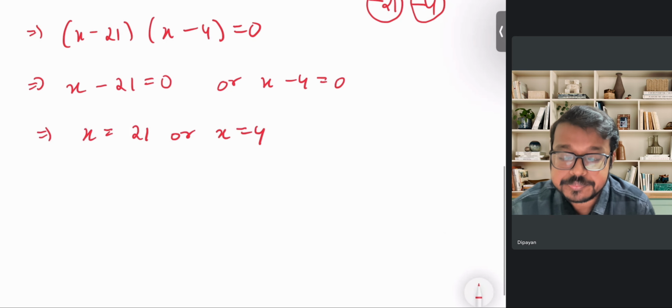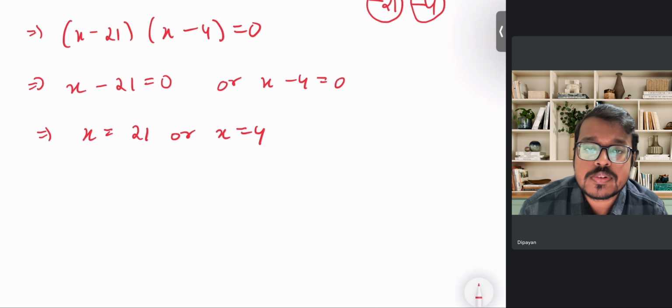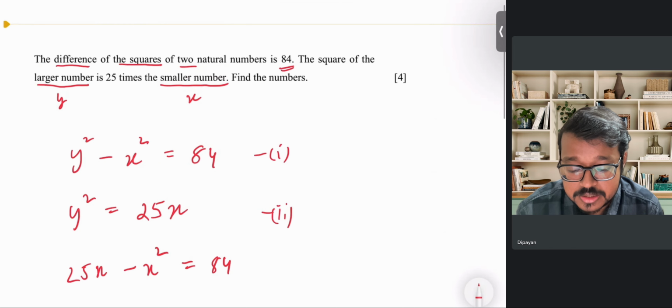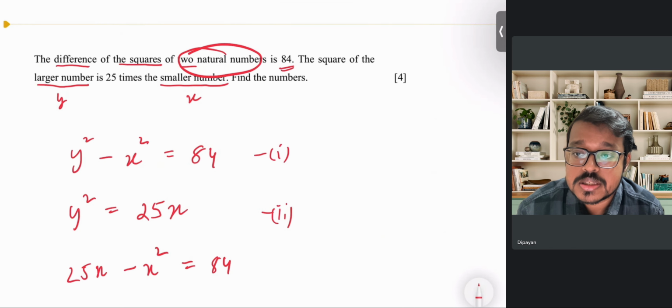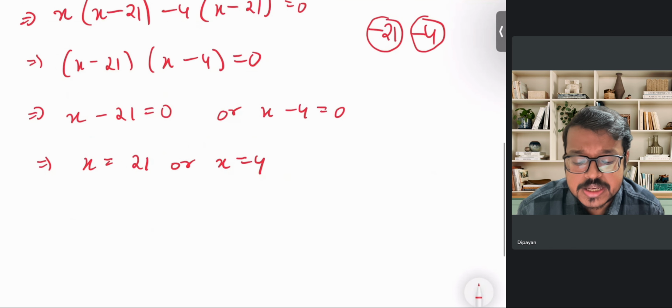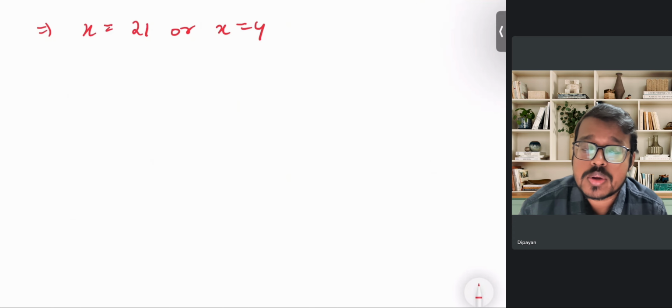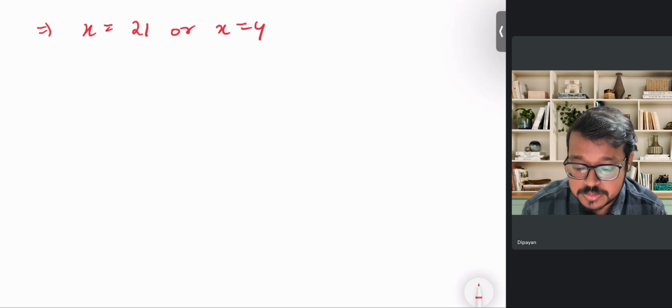Now both are positive numbers, both are natural numbers. My question specified that I am trying to find two natural numbers. So as of now, both the values of x are natural numbers. It seems like both are possible, but we need to look at the other number, which is y, and then we will decide what is possible.